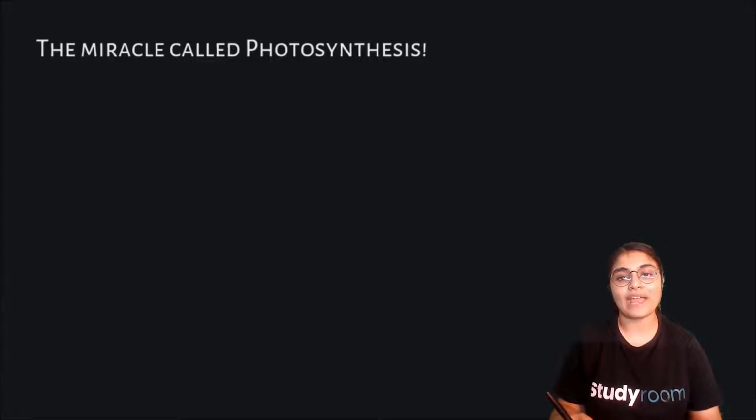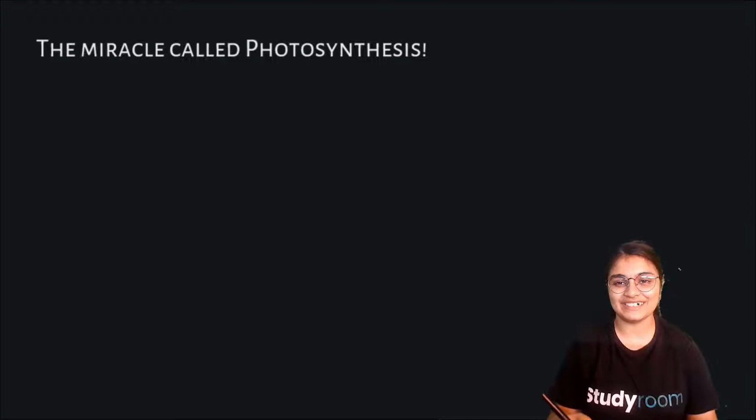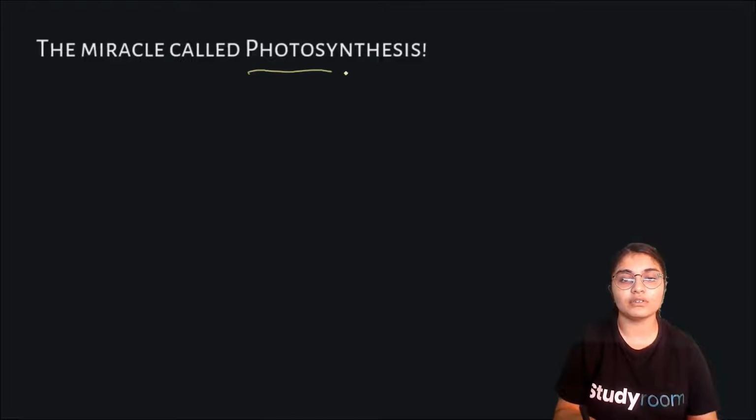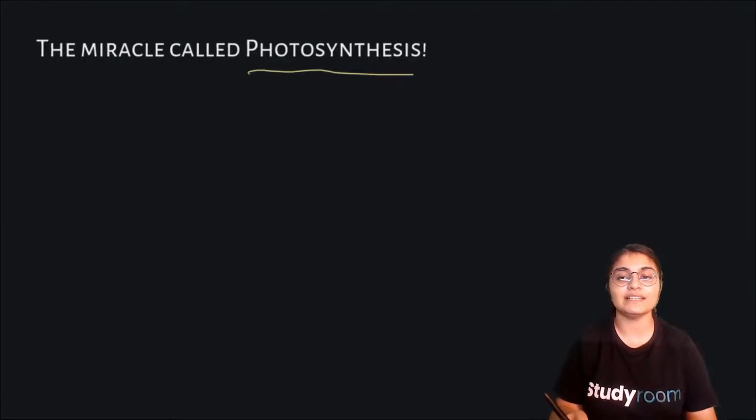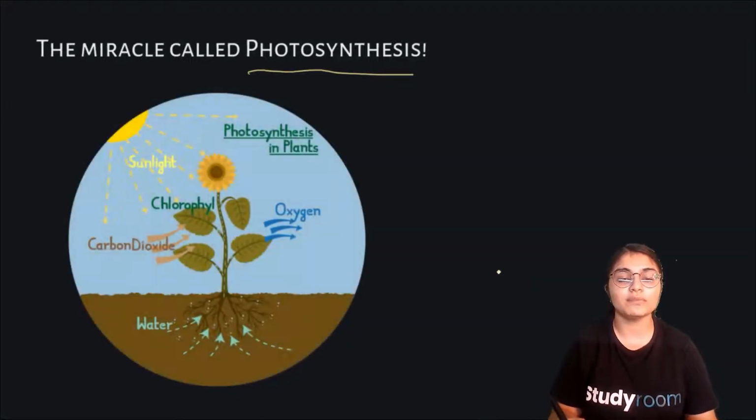Next up, we have the miracle that is called photosynthesis. You all might know about photosynthesis, you might have some idea. So what is photosynthesis? Photosynthesis is a process by which autotrophs take in substances from the outside and convert them into stored forms of energy, right? So autotrophs make their food by a process, and the process is called photosynthesis.